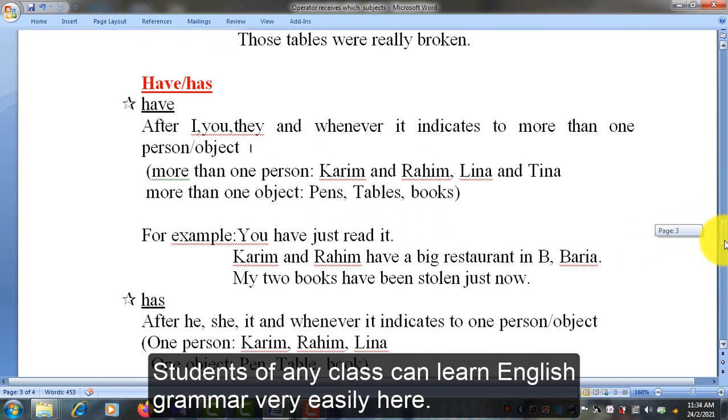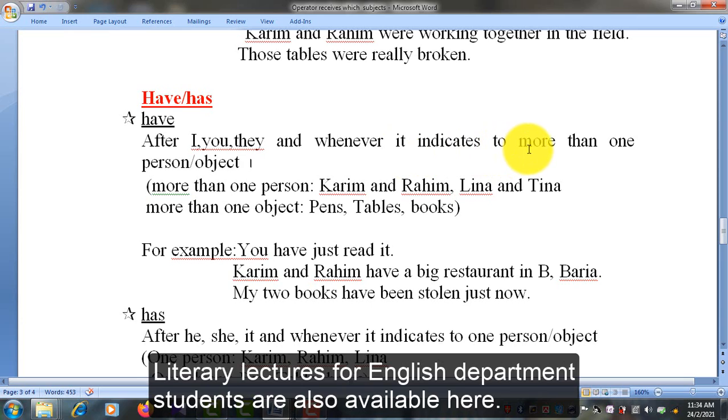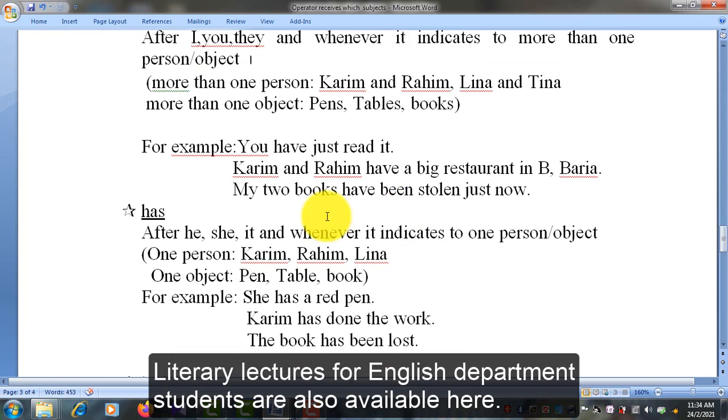Now where to use have or has? Have. After I, you, they, and whenever it indicates to more than one person or object. I have already said what more than one person is, or what more than one object is. For example, you have just read it. Look at the example. The operator have is used after the subject you.